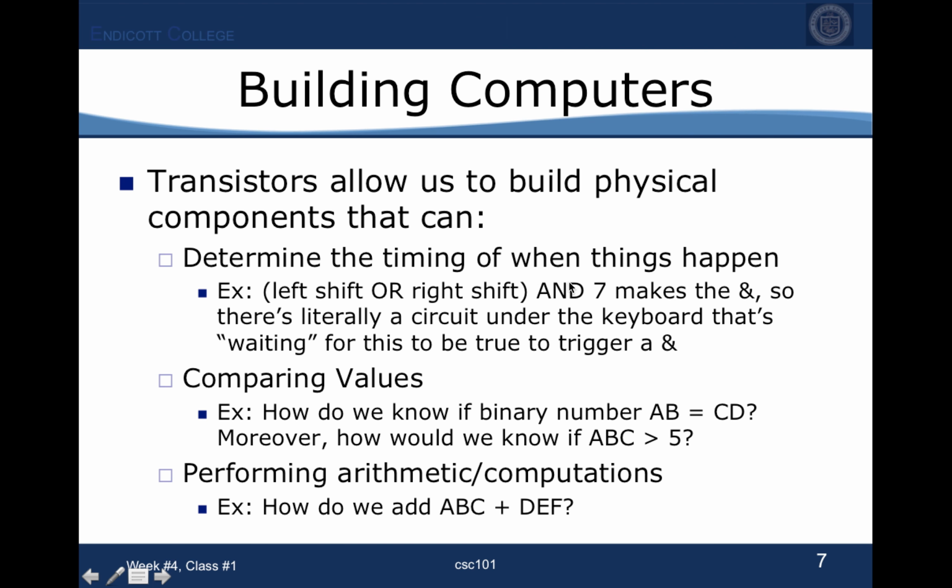Now that circuit is under my keyboard right now. In other words, there are wires coming out of the left shift key and the right shift key. They're being fed into an OR gate. This is really true. And the result of that is being fed into an AND gate that has a wire also going into it from the 7 key. And so it's waiting. Right now, this logical statement is false because I'm not doing the correct things in order to flip this over to true, right?